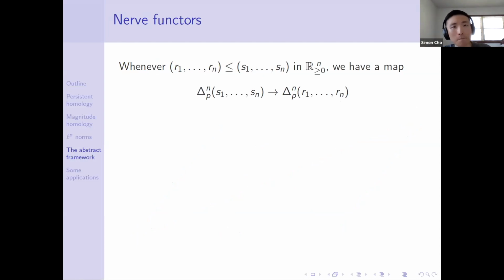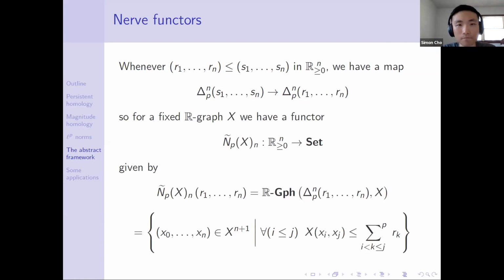Okay. So if you now take 2 such tuples of lengths, and each component on the right is greater than the corresponding component on the left, then you get a map in the reverse direction. So we get a functor this way if we set the values on each tuple of lengths to be this. It's the Hom set.